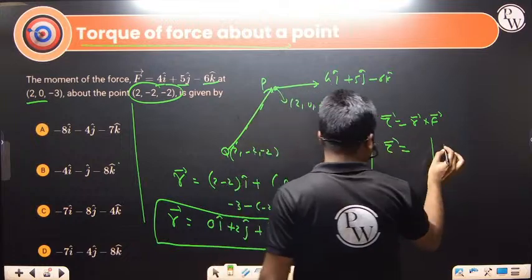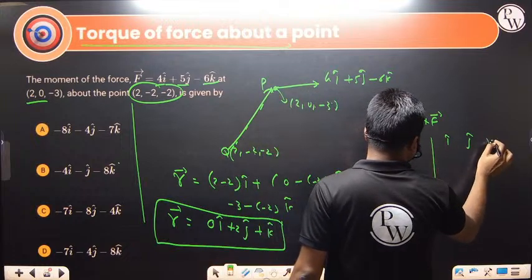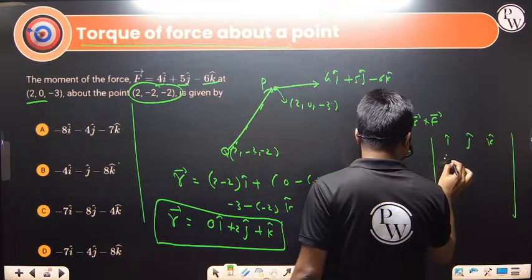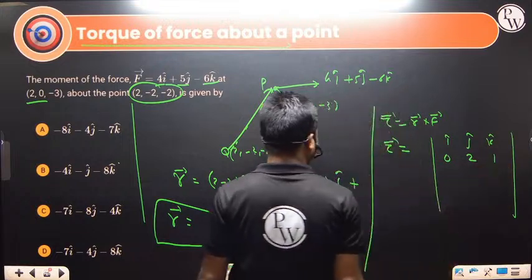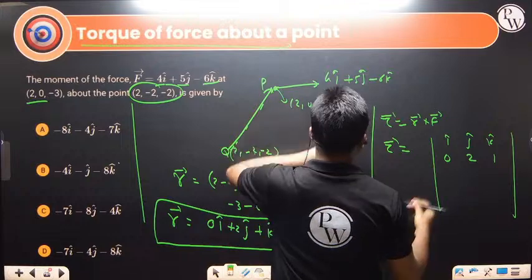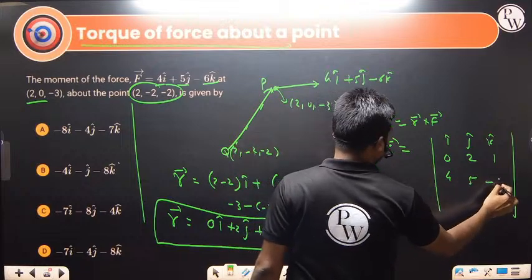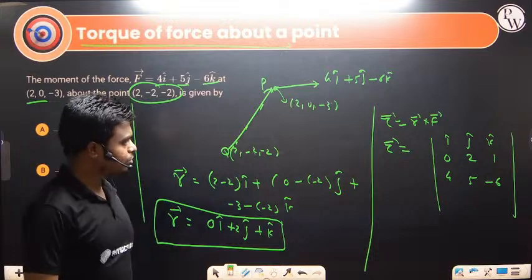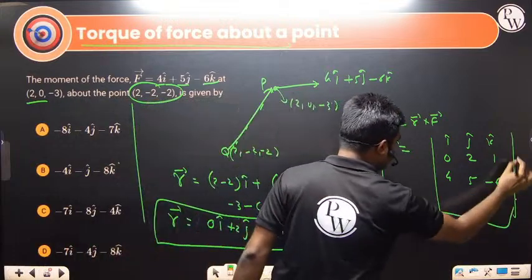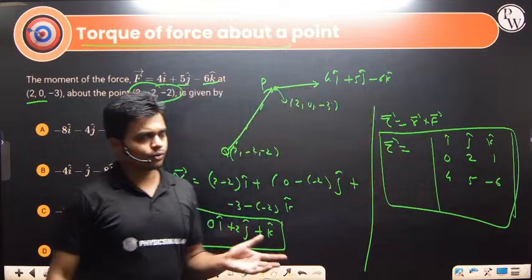So i cap, j cap and k cap, and this will be 0, 2 and 1. And on this side, the force that is acting is 4, 5 and minus 6. I am giving you this problem to solve, since you know the cross product, right? So we can solve this using it.